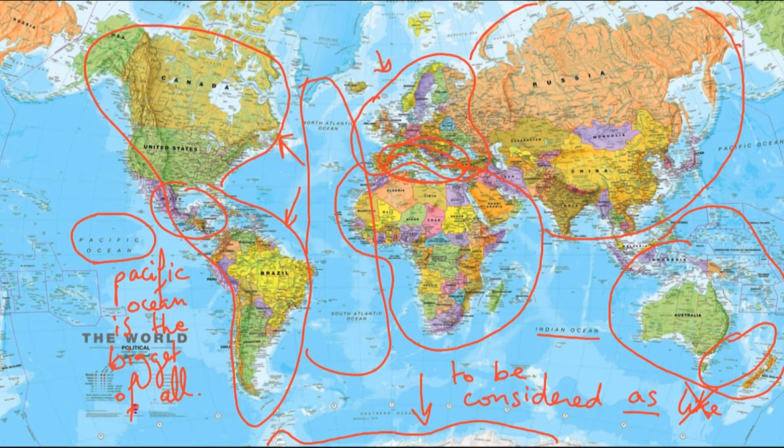You also have the Bering Sea. The Bering Sea is the one located between Russia and Alaska. So you've got Russia here on the top left corner, and you've got Alaska here, which is part of the United States of America, and the Bering Sea is in the middle, between Russia and the USA.